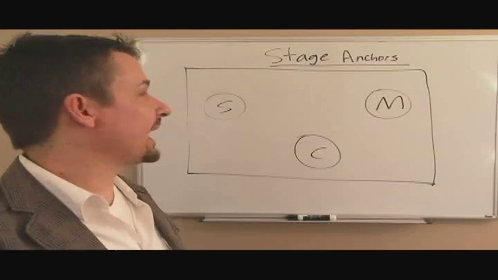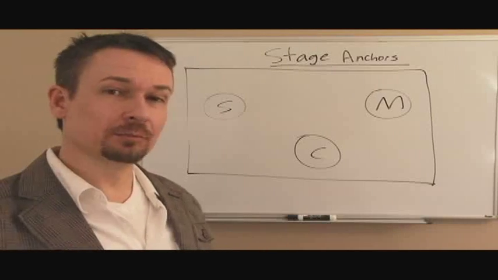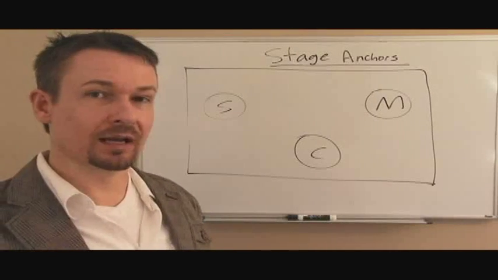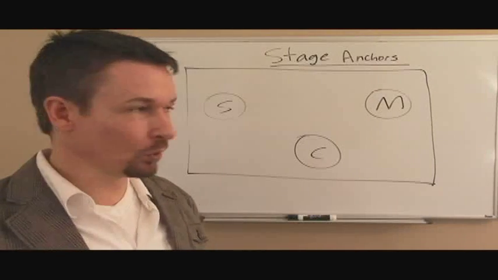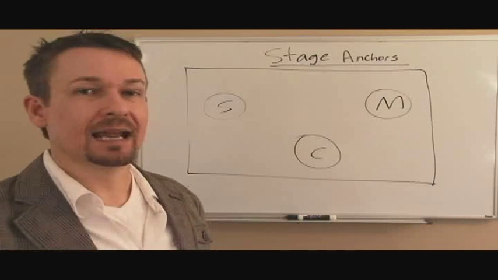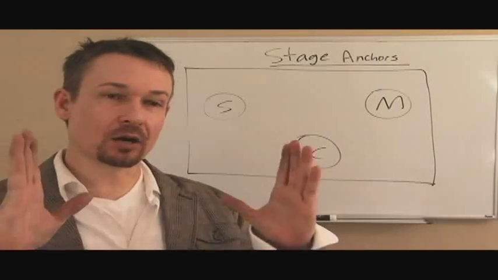Let's take a look at using stage anchors to change states. Now, we talked a moment ago about going from skepticism, that's S with a circle around it on the board, to curiosity, that's C with a circle around it on the board, to motivation, that's M with a circle around it on the board. And the big square around everything is the stage, or the defined area where you will be.